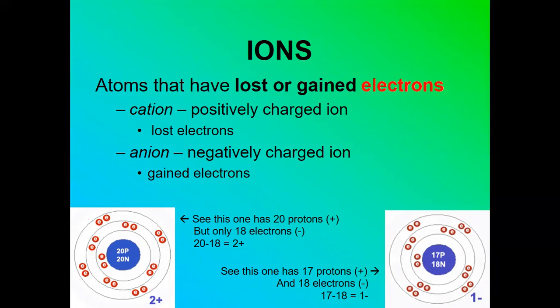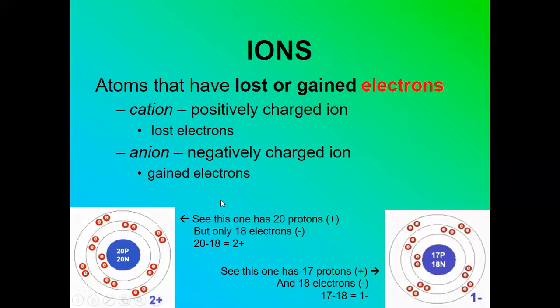Remember, the particle we're talking about here is a negative particle. So, when an element loses an electron, it's losing something negative. It's called a cation, and that atom is now positively charged. If an atom gains an electron, it's gaining a negative particle, so it's going to be negatively charged.